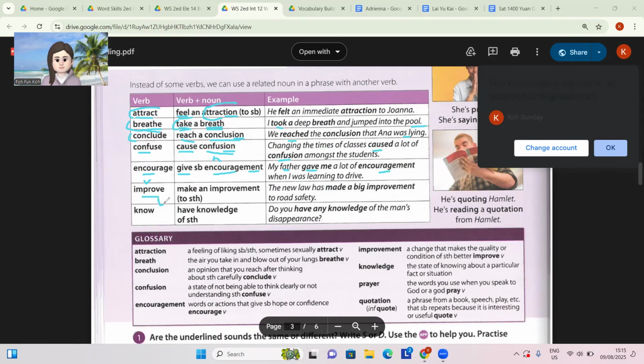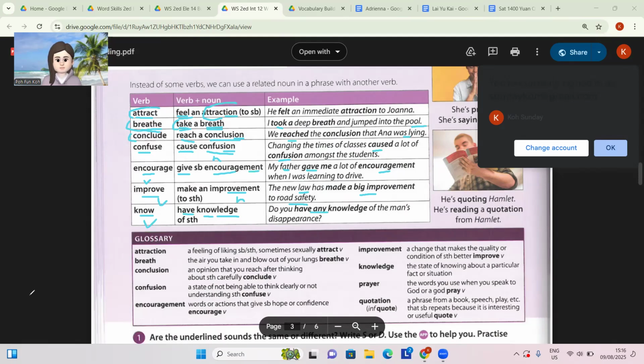Improve is a verb. Improvement is a noun. Make an improvement. The new law has made a big improvement to road safety. Know is a verb. The noun is knowledge. Have knowledge. Do you have any knowledge of the man's disappearance? It means, do you know anything about the man?